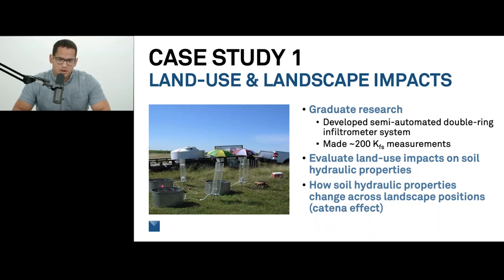And the goal of this study was to evaluate 2 things. We wanted to look at the land use impacts on soil hydraulic properties, but we also wanted to look at how soil hydraulic properties change across landscape positions. And we refer to this as the catena effect. So as you go across a hill slope, you go from your summit across the back slope down to the foot slope of that hill. We know that soil formation processes change due to the way that water moves and is stored in that landscape. And so we wanted to quantify, how does this impact soil hydraulic properties?